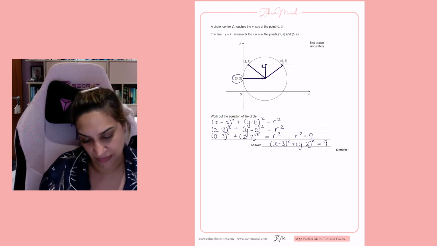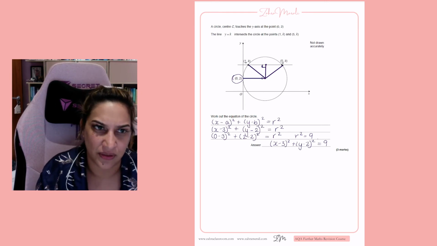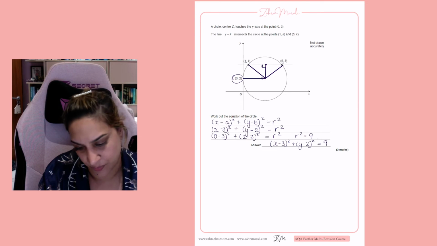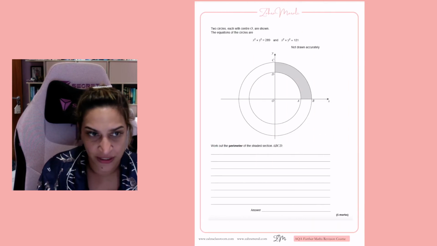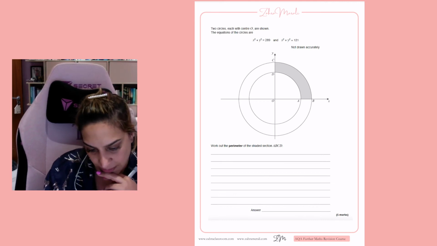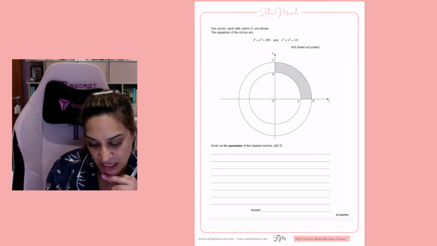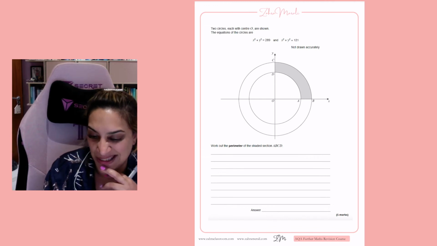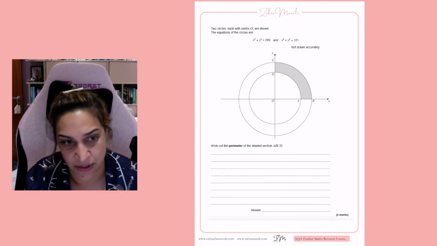Right, let's have a look at the next question. So we have two circles, each with center O as shown. Work out the perimeter of the shaded section ABCD. Okay, so we've got a quarter of a circle that's been shaded.